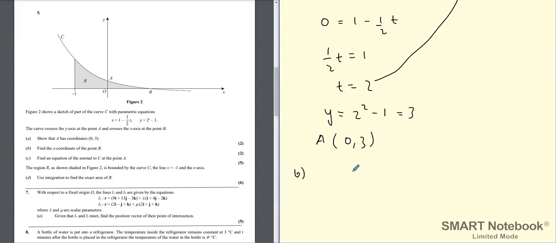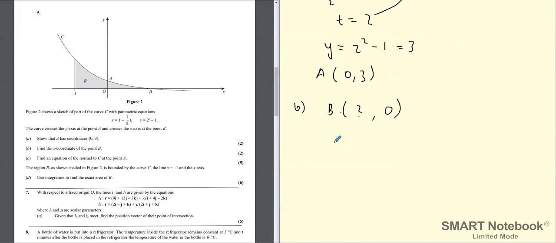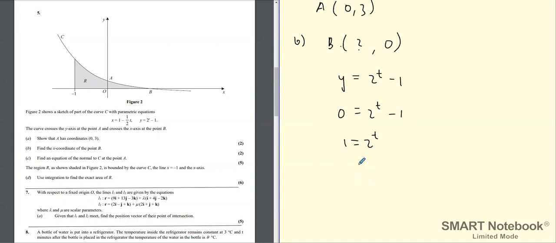Similarly, for part B, we know B has a y coordinate of 0 and we don't know the x coordinate. So we're now going to use y to find our t value. 0 equals 2 to the t minus 1. We've got 1 equals 2 to the t, and therefore, 2 to the power of 0 equals 1, so t must be 0.